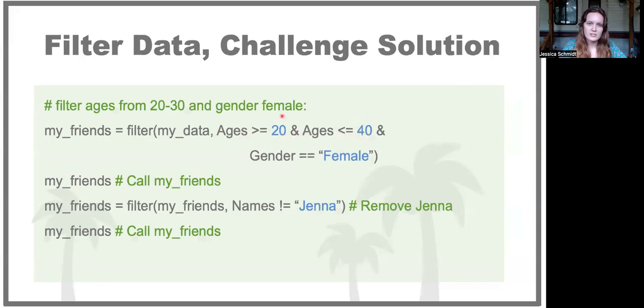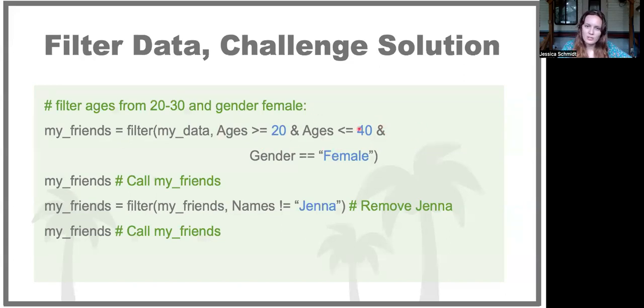There are a few ways of doing this. This is how I did it. And I want gender to be exactly equal to female. So I want all 3 of these things to be true. I want you to be older or equal to 20, younger or equal to, oh, that should be 40, my bad. And I want gender to be female, okay?